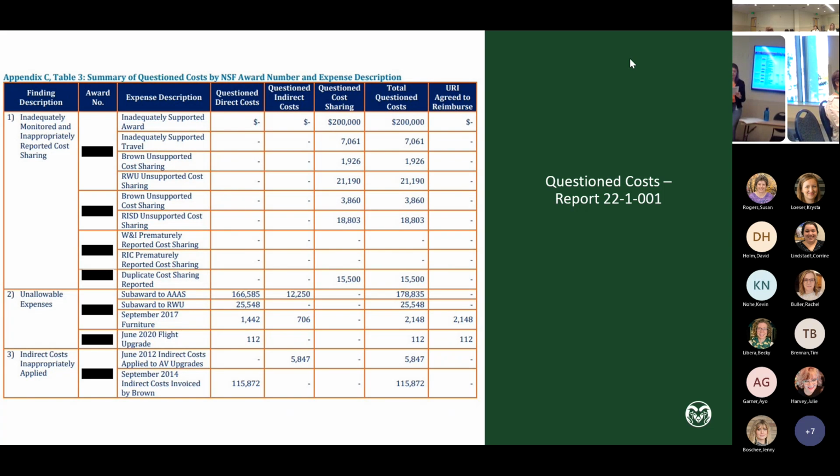Number 1 is inadequate monitoring and inappropriate reporting of cost share. So the subaward did not maintain sufficient documentation to support allowability of its expenditures. The sub reported that it met the cost share requirements prior to actually meeting the cost share requirements. Like with invoice 2, they said they met all the cost share requirements, and that's what they reported to the institution. But when the NSF came in and did the audit, they showed that there was no documentation or proof that they had actually met the cost share in that window. So it turned out they did finally fully meet the cost share, but it wasn't when they reported to the institution that they met the cost share.